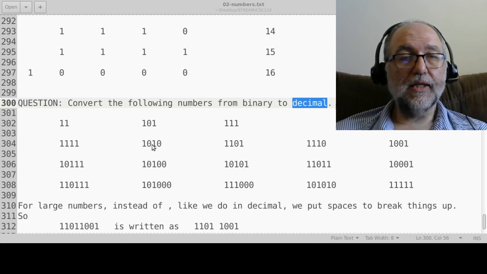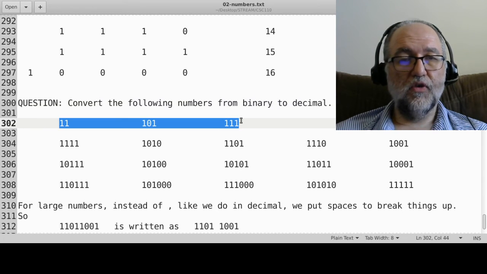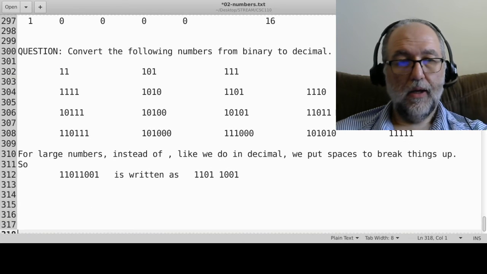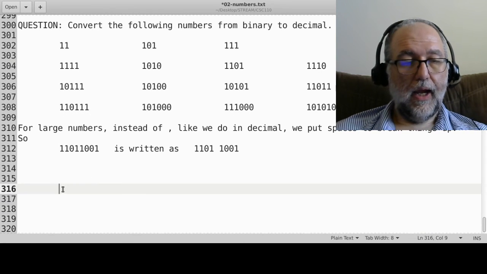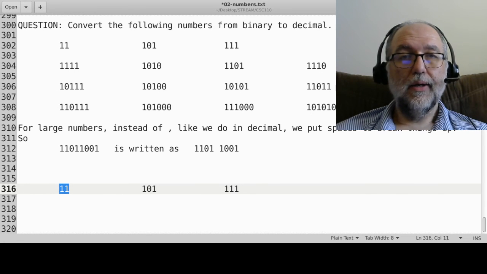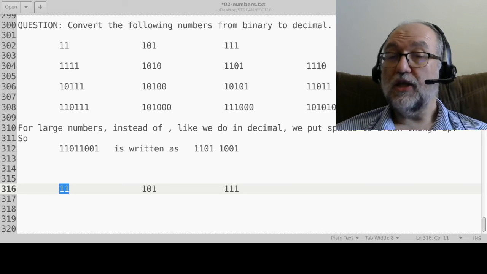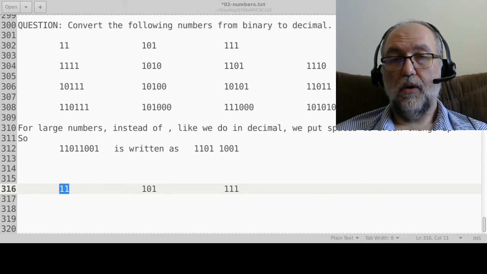So let's convert the following numbers from binary to decimal. There's this first group here. Let me copy and paste them down here. Okay, so like this, and let's convert those first. The first one, 1, 1, you can convert in a couple of ways. I'm going to show you two ways to think of this. It's a really short binary number.